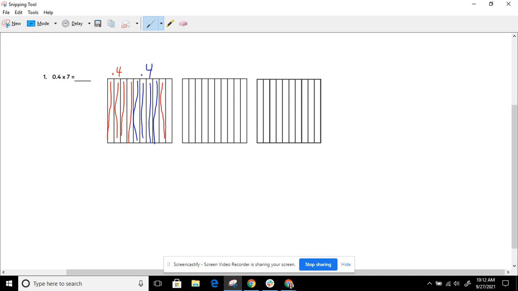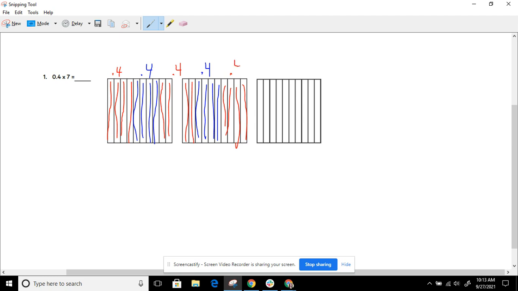So 1, 2, I only have 2 left in this big box. That's okay. Go to your next box. 3, 4. There's another 4/10. Okay, switch my color back. So there's 3 groups of 4/10. 1, 2, 3, 4. There's another group of 4/10. 1, 2, 3, 4. So we need 3 more. Go back to red. 1, 2, 3, 4.